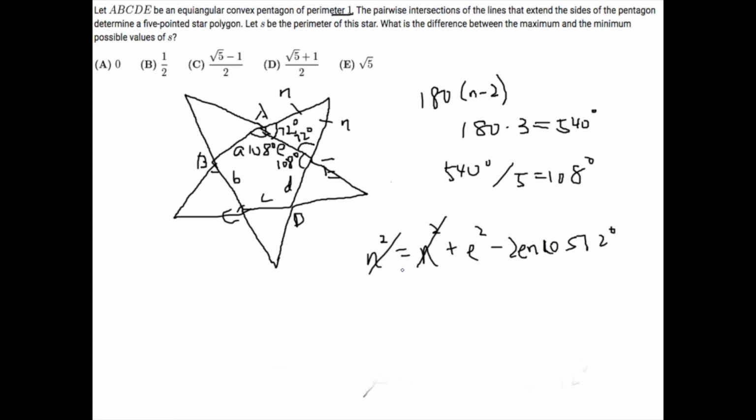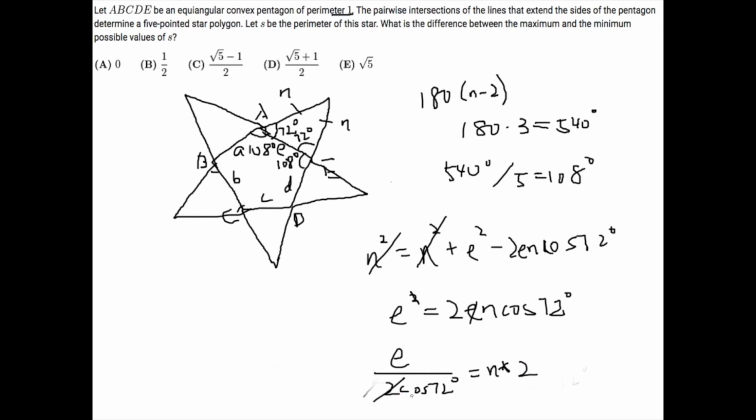These two n squareds cancel, and we have e squared equals 2en cosine 72 degrees. This e cancels with one of the e's here, and if we divide by 2 cosine 72 degrees on both sides, we have e over (2 cos 72 degrees) equals n. Since we have 2n on the perimeter here, we can multiply by 2 on both sides. So we have 2n here, and this 2 cancels on the left side here. So basically we have 2n equals e over cosine 72 degrees.